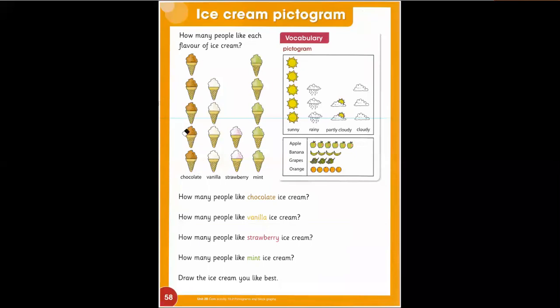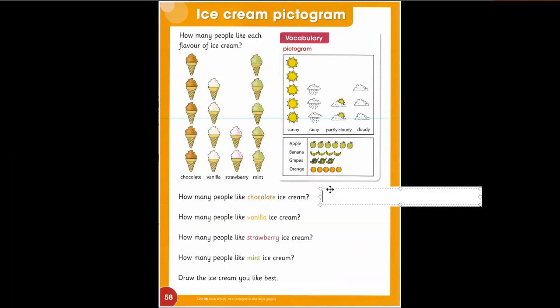Chocolate: 1, 2, 3, 4, 5. 5 people like chocolate. 4 people like vanilla. 2 people like strawberry. And 5 people like mint flavor. Okay. So how many people like chocolate ice cream, boys? 5. That's right. You can write the message in the chat section.